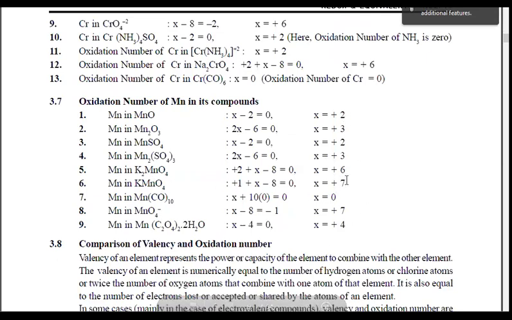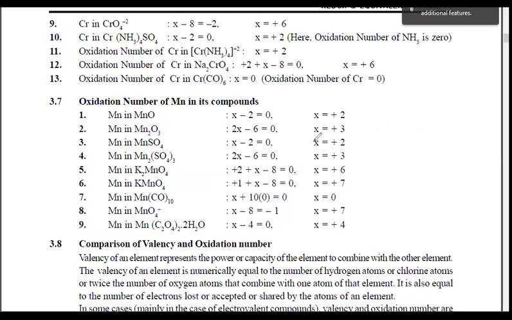Now, if you see the oxidation number for manganese, it is 0 to +7. That is something you have to remember. For manganese, it is 0 to +7. For chromium, it is 0 to +6. This is something that you have to remember.